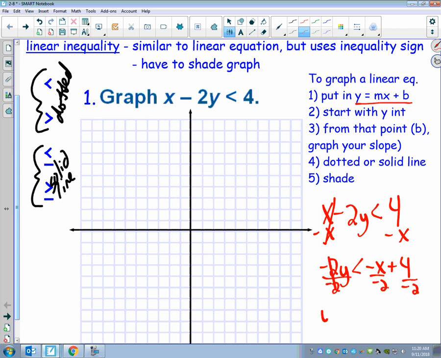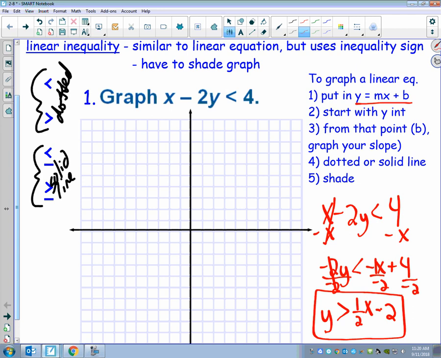But remember, when you divide by a negative in an inequality, that's going to flip that sign and make it greater than. A negative over a negative is a positive, and there's a 1 there. So that's 1/2 x, and 4 divided by negative 2 is negative 2. So step 1, you have to solve it for y.